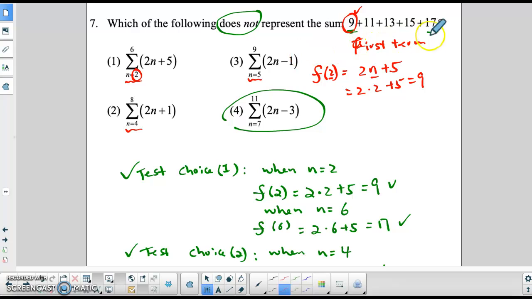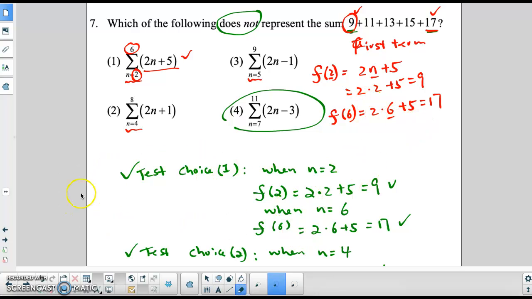If you want to play it safe, try the last one, which is f of 6. Once again, this is your formula: 2 times 6 plus 5, and it does give you 17. So this one definitely worked. Do the same thing for the other 3. Let me show you.